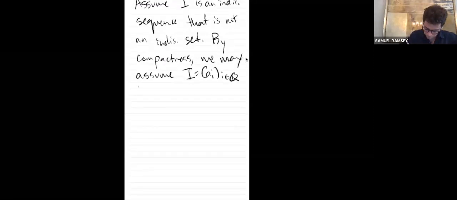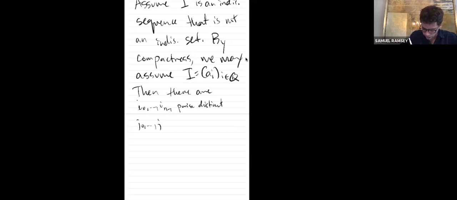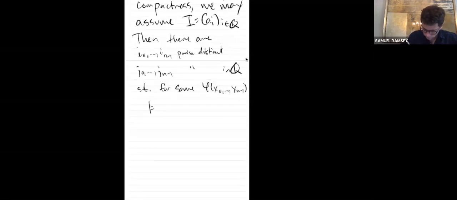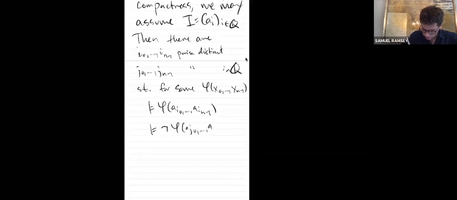Great. Okay, then there are i_0 through i_{n-1}, pairwise distinct, j_0 through j_{n-1}, pairwise distinct in Q, such that for some formula phi in the variables x_0 through x_{n-1}, we have phi(a_{i_0}, ..., a_{i_{n-1}}), and we also have not phi(a_{j_0}, ..., a_{j_{n-1}}).